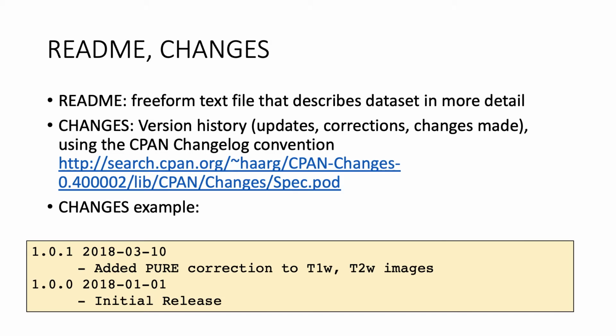We also have things like README and CHANGES files, and I'm sure you're familiar with those over time. But the README is basically just your free-form text file that describes something about your data set in more detail. Your CHANGES file is like your version history. And so in this example, maybe you've started doing a data collection and you initially started it in January, and then you decided that you were going to add fieldmap correction to your T1 weighted and T2 weighted images, and that you wanted to include that in your release. Well, that's something you would document here.